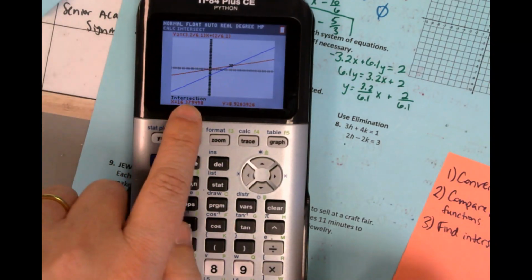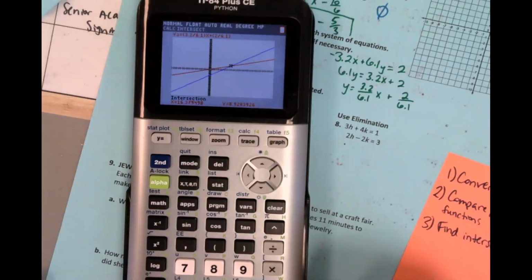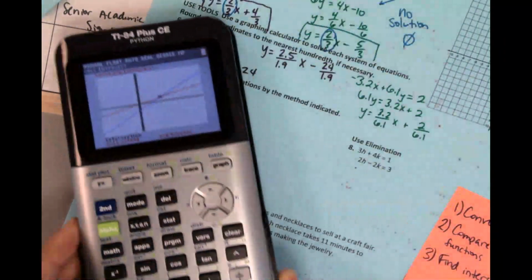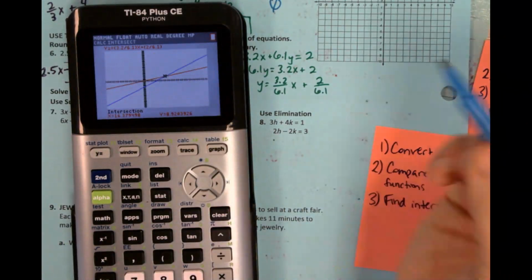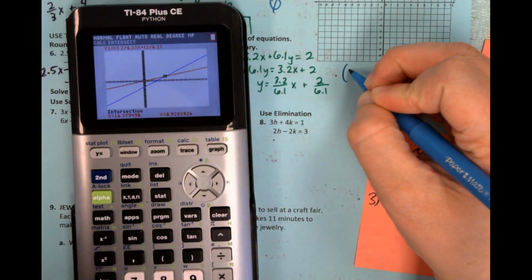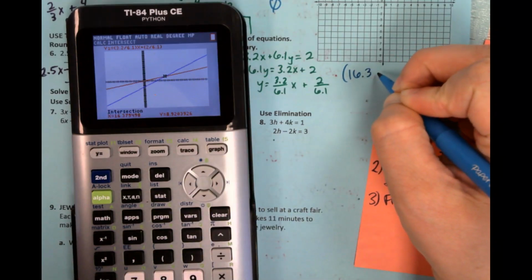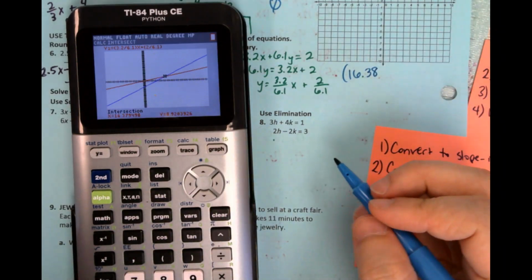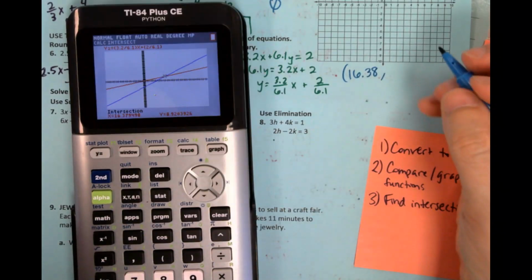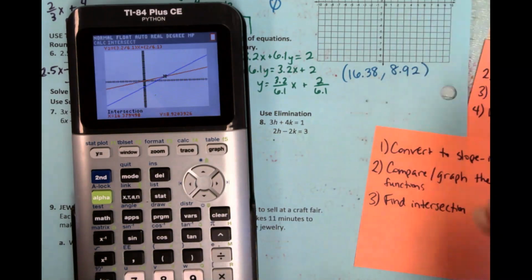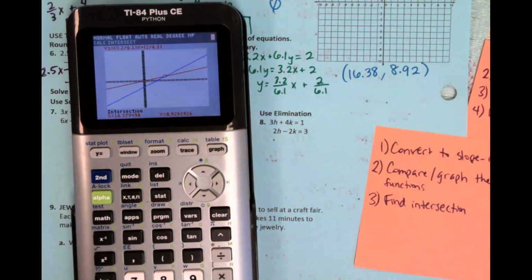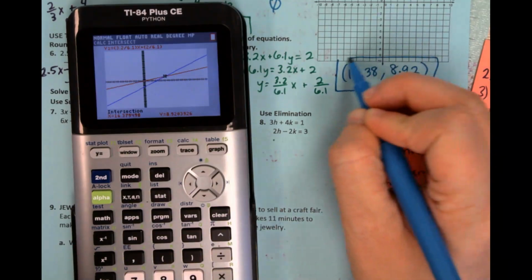And now it tells us the intersection. The directions told us to round to the nearest hundredth, which means that our intersection is at the point 16.38, because 379, 8.92. That's our solution.